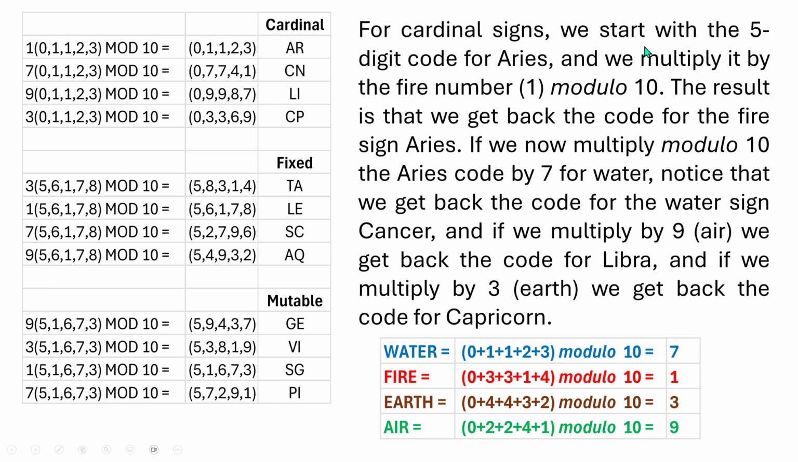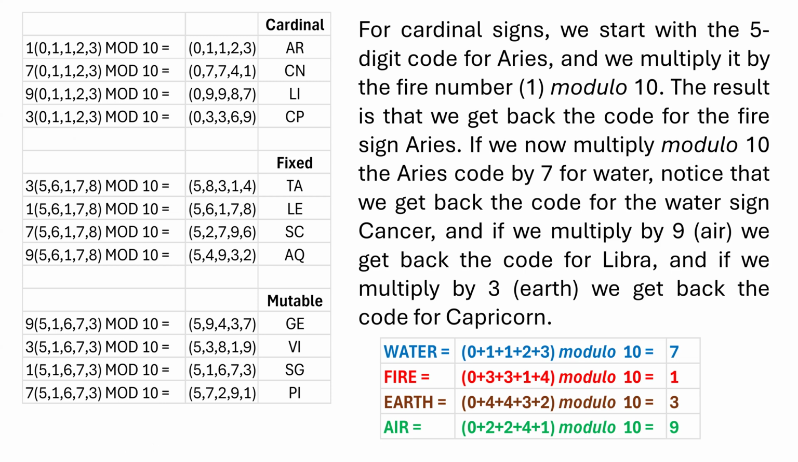Okay, for the cardinal signs, we start with the 5-digit code for Aries. We're always going to start with the code for fire. And we multiply it by the fire number, which is 1, and we reduce the result modulo 10. Well, for the cardinal fire, you take the code for Aries, multiply it by 1, modulo 10, you get back the same thing.